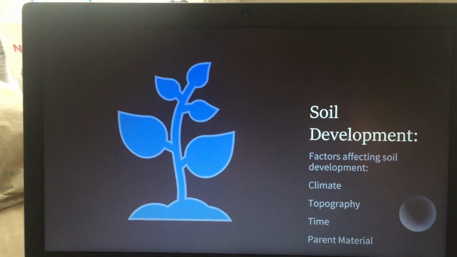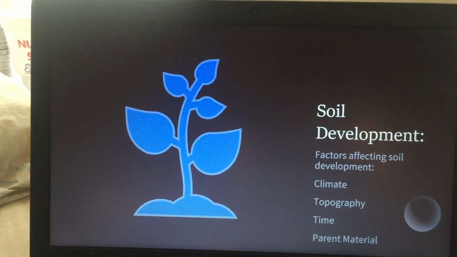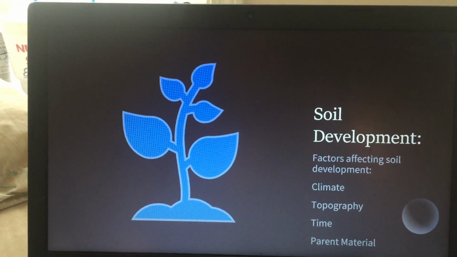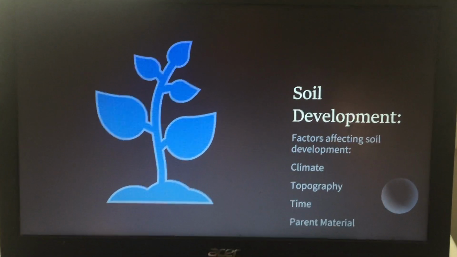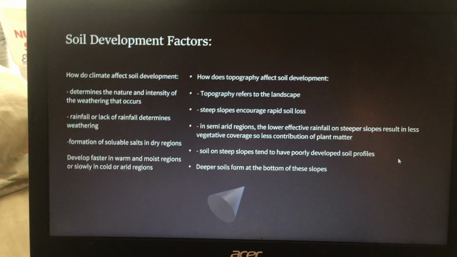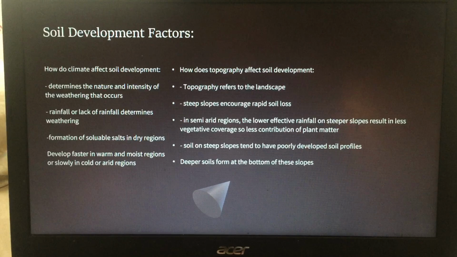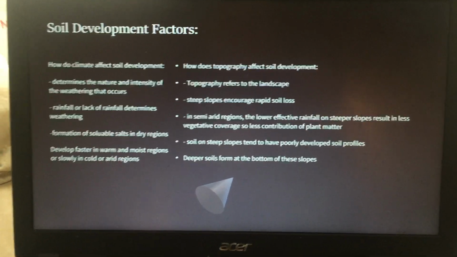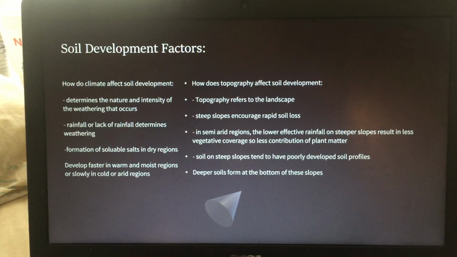So the next thing that we need to discuss is the factors affecting soil development and how those affect soil development. We have climate, topography, time, and parent material. So how does climate affect soil development? It determines the nature and intensity of weathering that occurs.